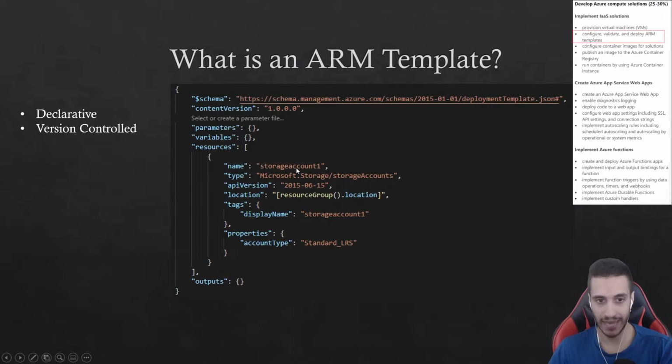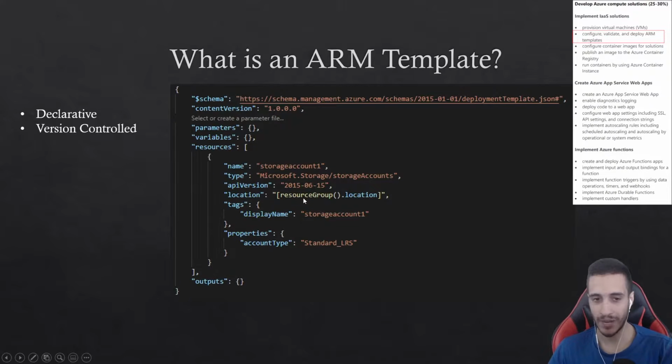You would provide the name, which is in this case storage account 1, and then the type, which is the resource provider / storage account, and then the API version. Again, that's taken from the documentation. And then here you would provide the location. And the reason why I'm highlighting this is because anytime you see a square bracket in an ARM template, that means that this is an expression.